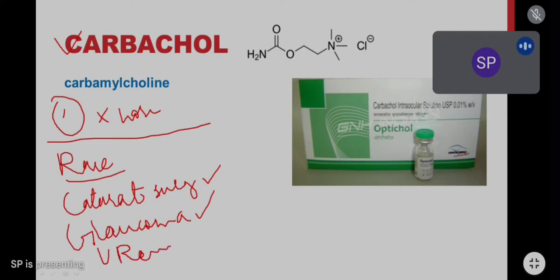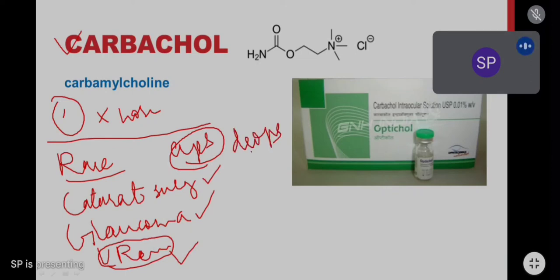Urinary retention may use karte, but due to its unspecific actions, it will show all adverse effects in other tissues also. Carbachol ka main use kya hai? In the eyes. Why? Because carbachol is very compatible for eyes in manufacturing eye drops. Eye drops ke liye bahut acha use ho sakta hai. So in cataract surgery we use, and in glaucoma we use carbachol.